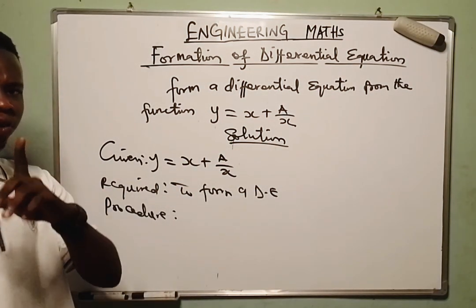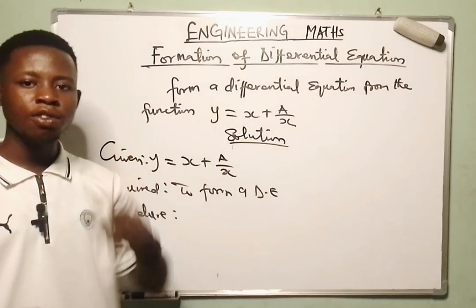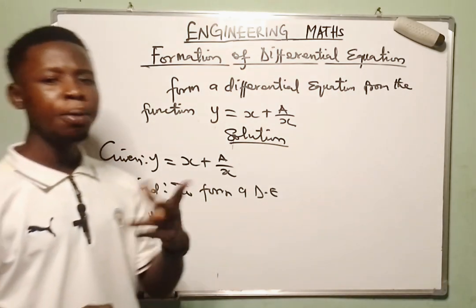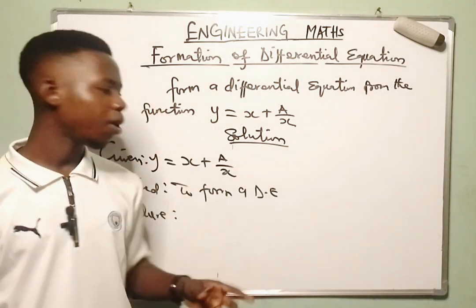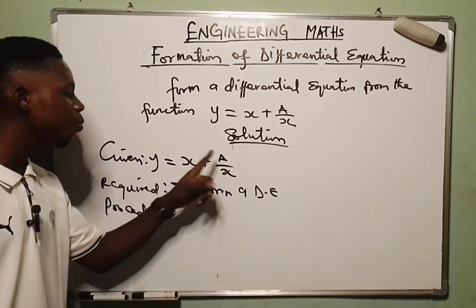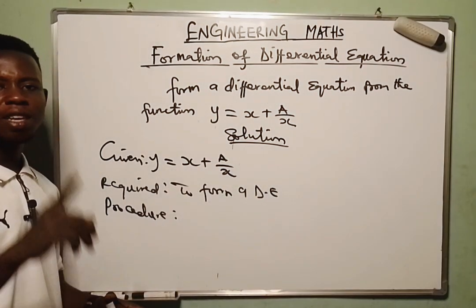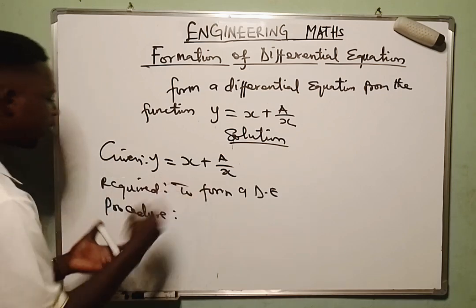What are the procedures I have given you? If you have one arbitrary constant, you differentiate that function only once. If you have two arbitrary constants, you differentiate that function twice. Here we have only one arbitrary constant, which is a, which means you are going to differentiate only once. And for us to differentiate, we have to arrange it in a better way.